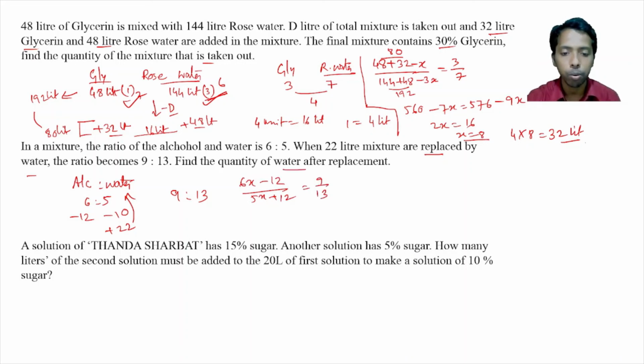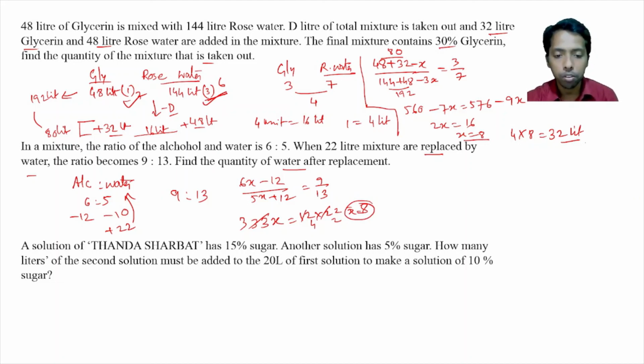Find the quantity of water after replacement. Okay, so this is 78, this is 40, so 33x equals 12 into 22, which, if we just take it, this is 3, this is 2, this is 4, so x equals 8, right? This is x equal to 8. Now x equals 8, so find the quantity of water after replacement.